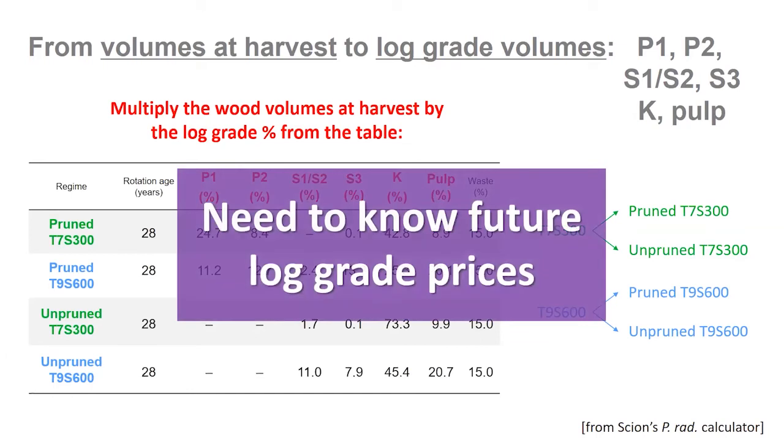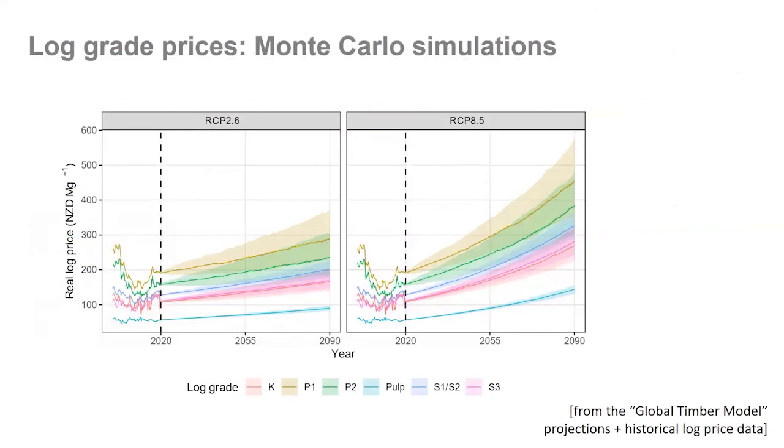But we still need to know the future log grade prices. How do we do that? Well, we adopt some projections from this so-called global timber model, along with some volatility that we extract from historical log price data for New Zealand. And we combine all this information into some Monte Carlo simulations.